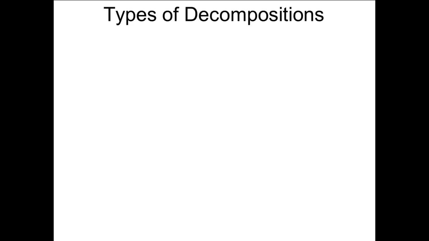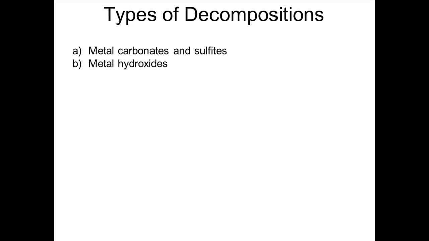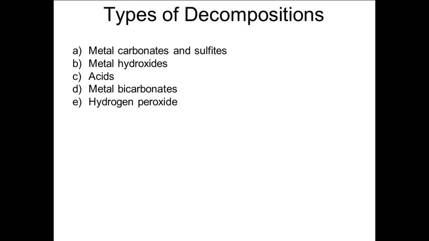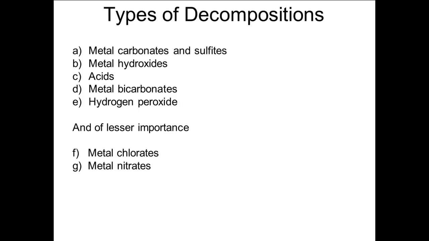There are a number of important decompositions you should be aware of. Metal carbonates and sulfites, metal hydroxides, and acids are the reverse of the three types of synthesis reactions we just looked at. Metal bicarbonates decompose differently from metal carbonates. And hydrogen peroxide is unique enough to deserve a mention. In addition, metal chlorates and metal nitrates should be mentioned.